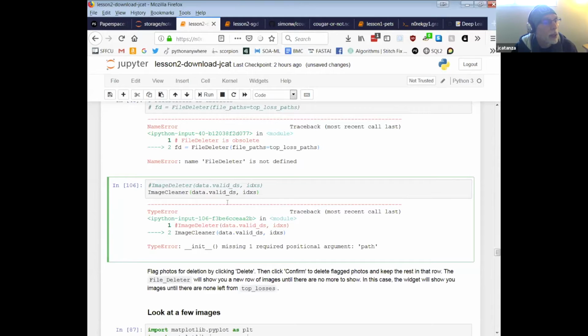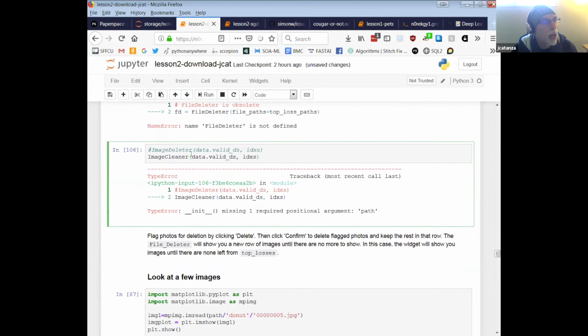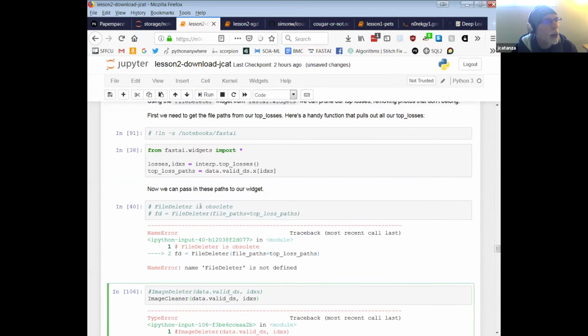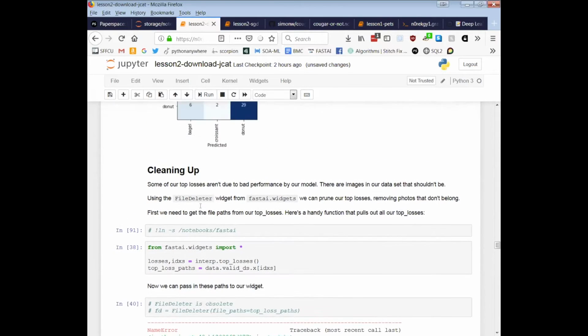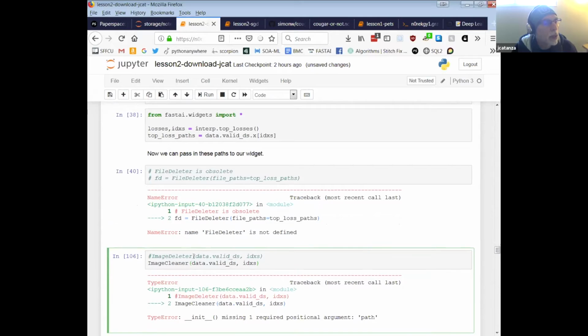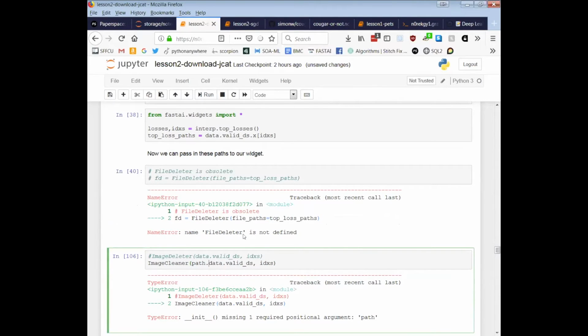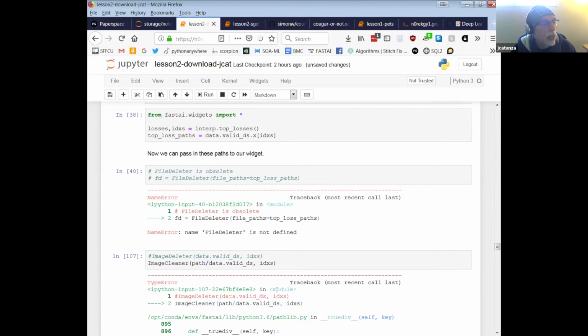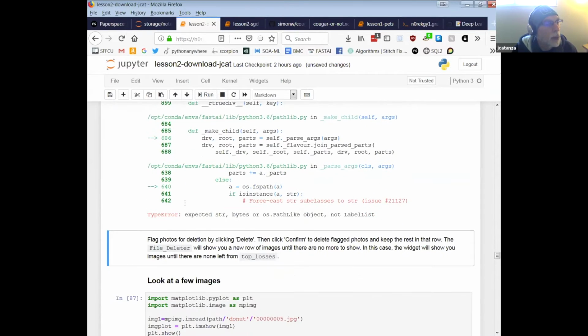So apparently I have to specify the path here. Let's see. Yeah, path was the parameter which was missing. So should I do path data? Joseph, I suggest we keep moving and then you can come back to the image cleaner. Yeah, let me just try this one thing. I know this is taking too long, so no, I didn't do that right. Let's just move on.